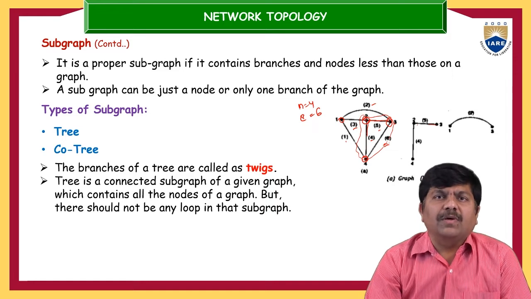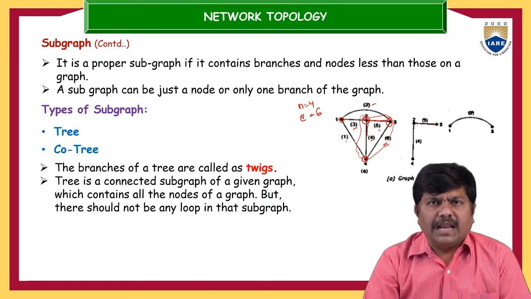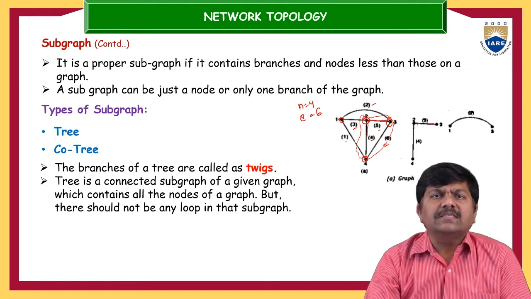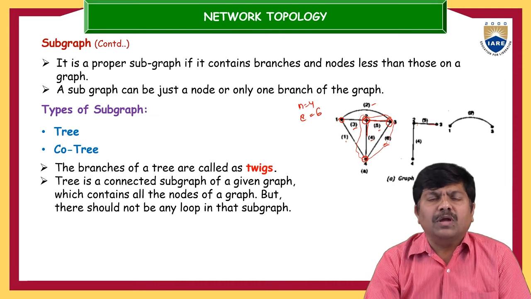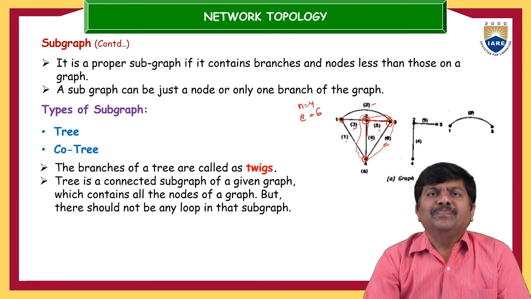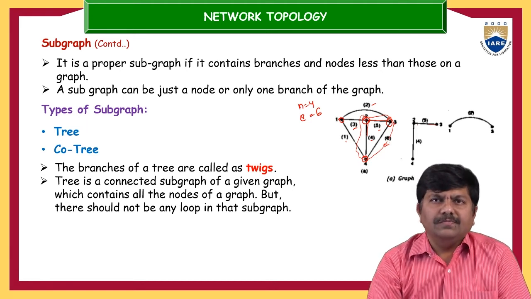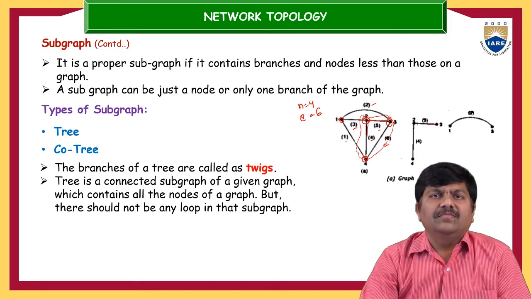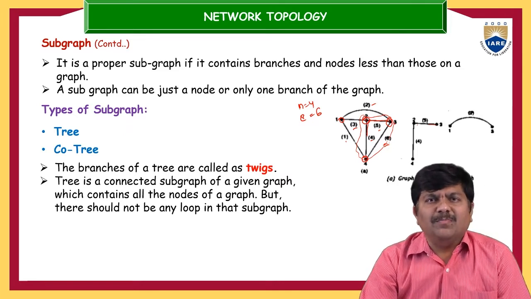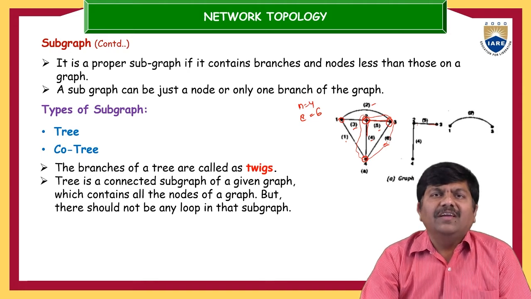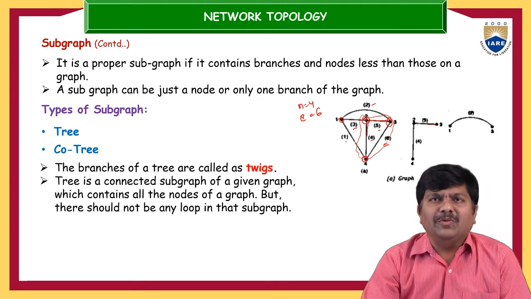So what are the types of subgraphs? Now we know the graph, and we have studied the subgraph. What are the different types of subgraphs we are going to come across in this network topology? There are two types of subgraphs: one is the tree and one is the co-tree. So the formation of the tree: which portion of the actual graph, or which type of subgraph, is going to be called a tree, and which portion of the graph is going to be called the co-tree, that we are going to discuss now.